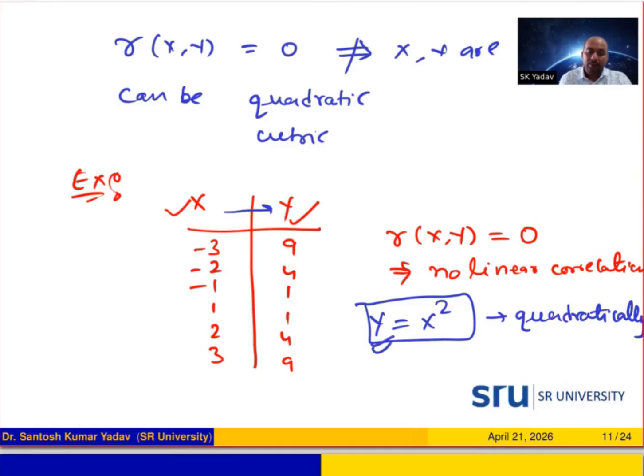So r measures only linear correlation. Many times in MCQ questions, if r is equal to 0, they ask what kind of correlation you are observing. Options say strong, no correlation, variables are uncorrelated. Many times students click on uncorrelated, but there is also an option that says no linear correlation. So if r is 0, it means there is no linear correlation. You cannot say variables are uncorrelated. There can be quadratic, cubic, or any other kind of correlation between x and y. So I hope you understand this point.